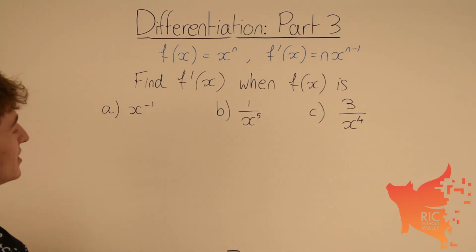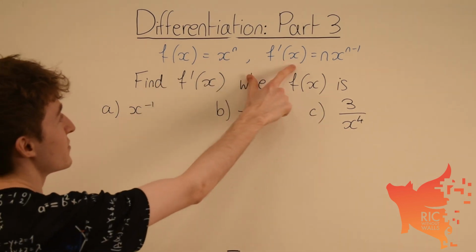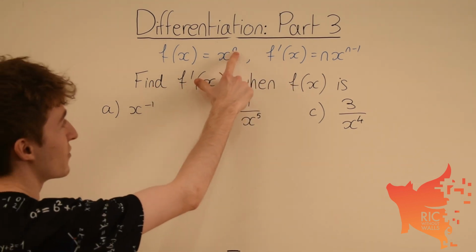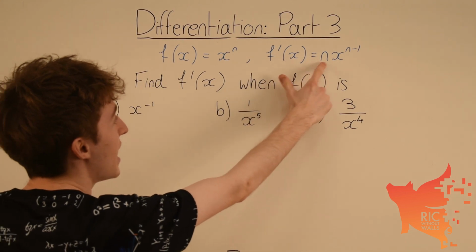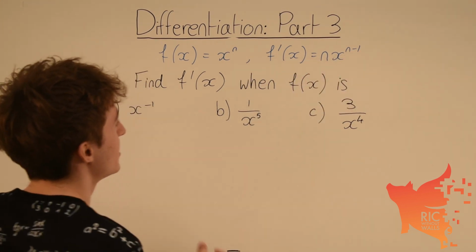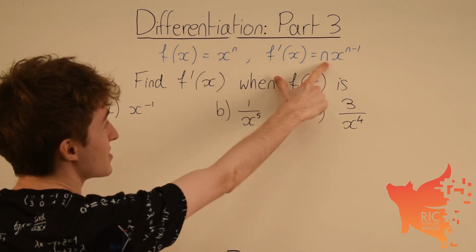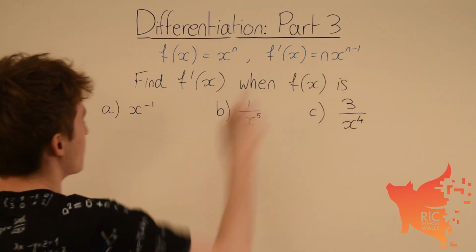to the minus 1. Now we can actually use this same rule of differentiation that we've been using previously, which states that if f of x is x to the power of n, then f dash of x is n x to the n minus 1. So essentially what we do is we bring the power of x down in front of x, and then we subtract 1 from the original power.